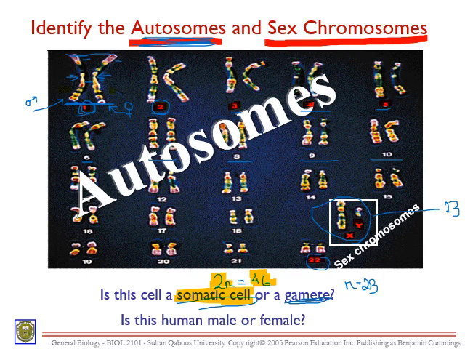Let's look at the second question. Is this a human male or a female? How would you know? For this one, you just need to check the sex chromosome, which is at the very end. If you notice the sex chromosome, you have X, Y. XY is what? Is it a male or a female? Of course, it is male. Because if it was a female, you would have XX. Okay?